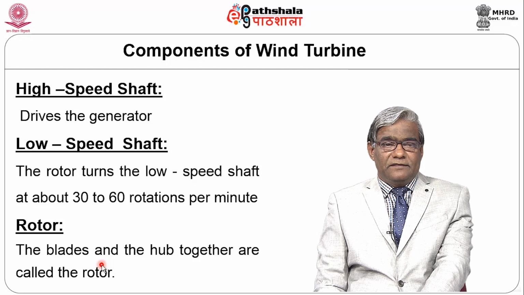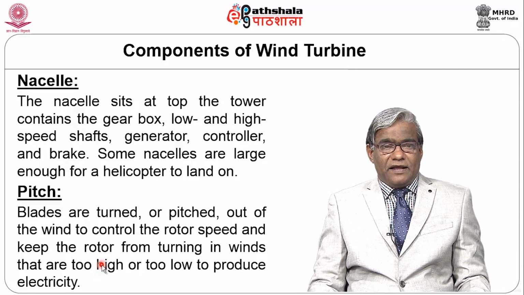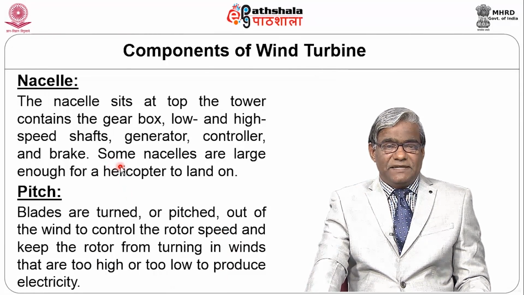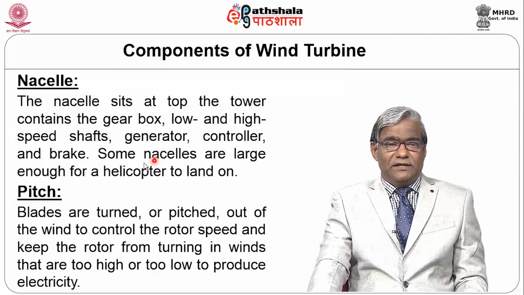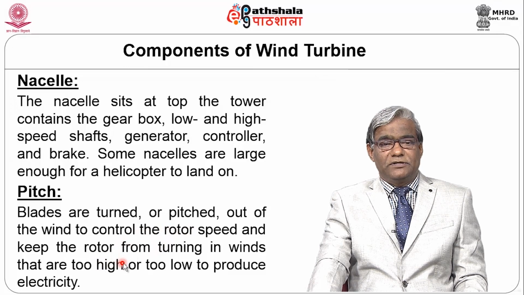Low speed shaft: the rotor turns the low speed shaft in the order of 200 to 300 rotations per minute. Rotor: the blades and the hub together are called the rotor. And the nacelle is the case that sits at the top of the tower, and contains the gearbox, low and high speed shafts, generator, controller and brake. Some nacelles are large enough for a helicopter to land on. Pitch: blades are turned or pitched out of the wind to control the rotor speed and keep the rotor from turning in winds that are too high or too low to produce electricity.